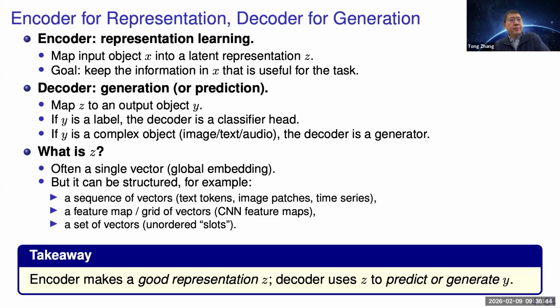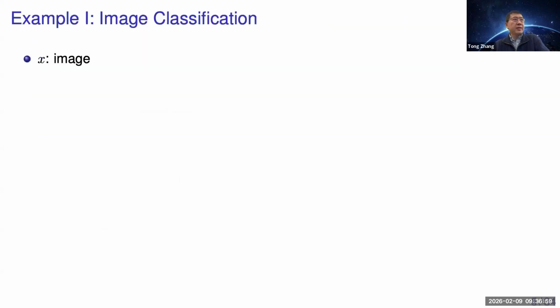It turns out you can use this to rethink a little bit about what we talked about earlier, when we do prediction, classification, and so on, like image classification. So let's look at image classification. What is the encoder? What is the decoder? X is the image, and Y is a label, so it's a cat, dog, horse, and so on.